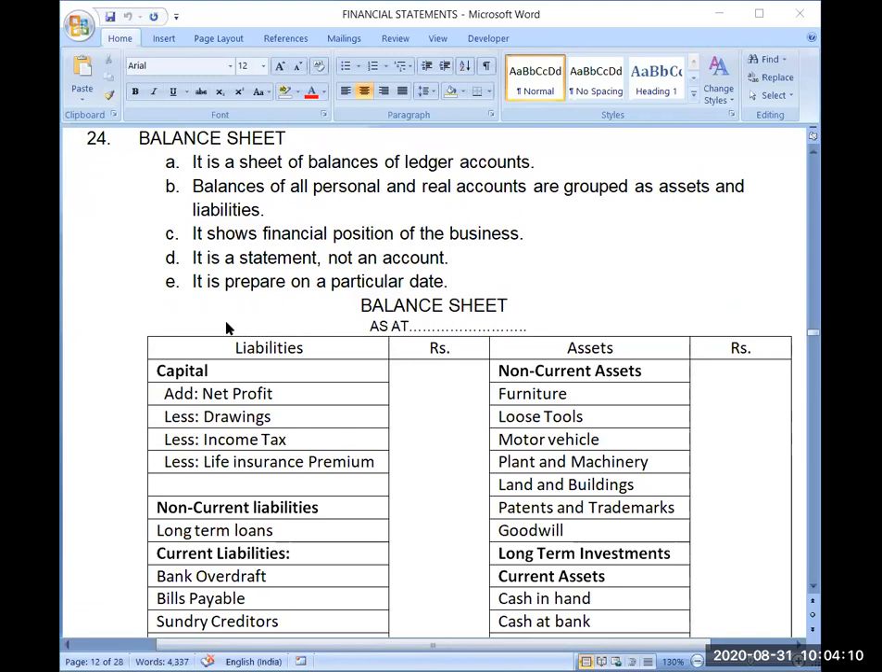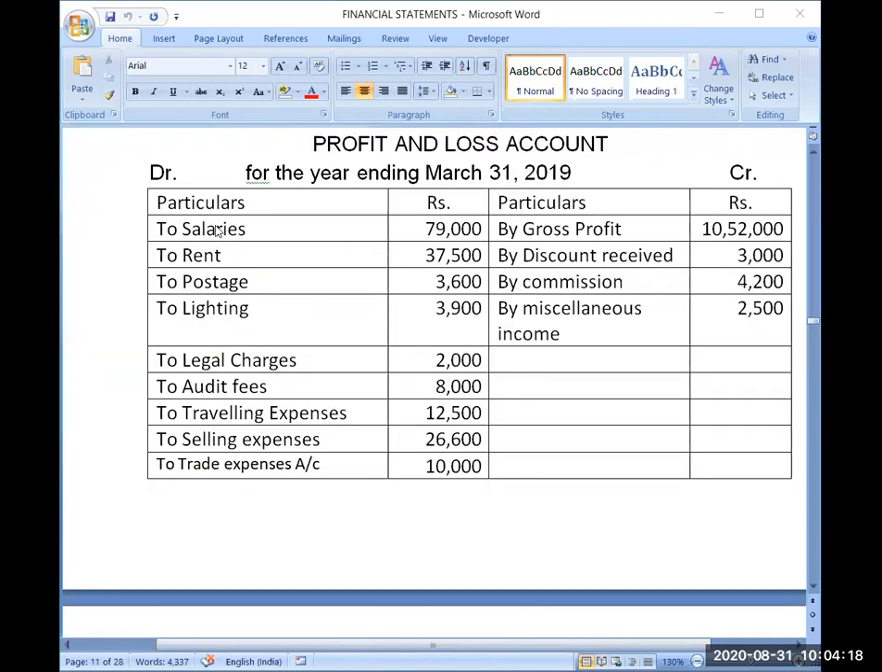Okay, now see the balance sheet, the meaning of balance sheet. It is a sheet of balances of ledger accounts. Obviously, whatever amounts you are writing here for any account, like salary has been written 79,000, it is the balance of the salary account, 79,000. That ledger account is telling that in the whole year ending March 31st, 2019, you have paid a total salary amount of 79,000. Same way, the rent account is showing a balance of 37,500, meaning for the year ending March 31st, 2019, the total amount of rent paid during the whole year is 37,500. This is your expense for rent.